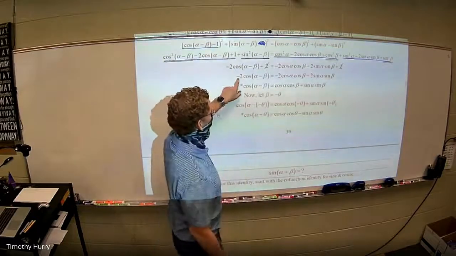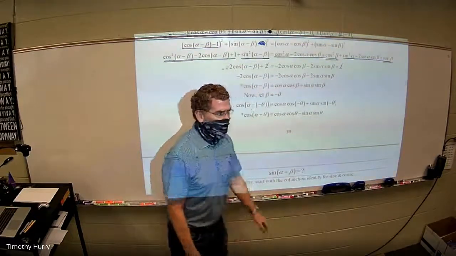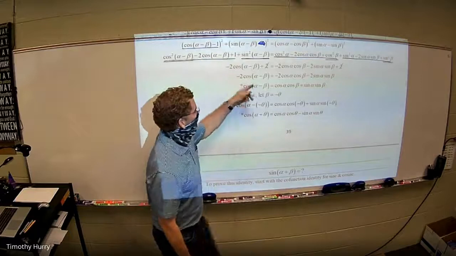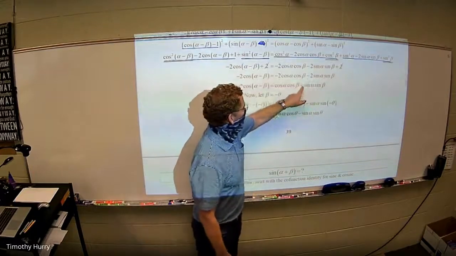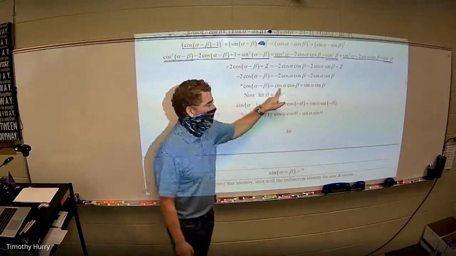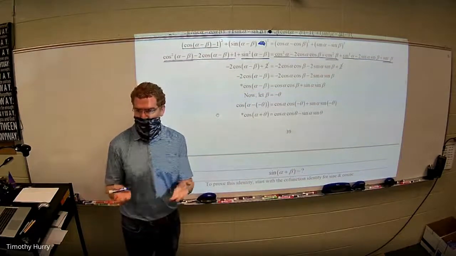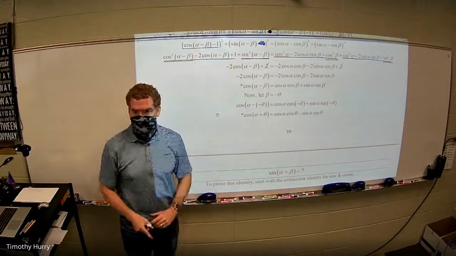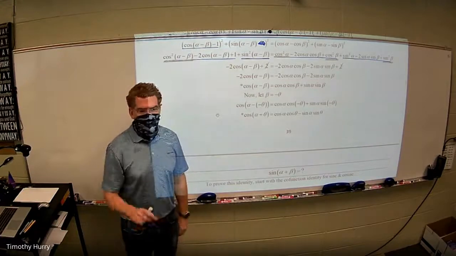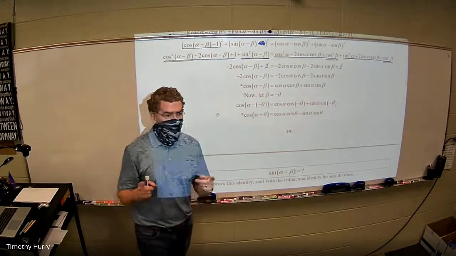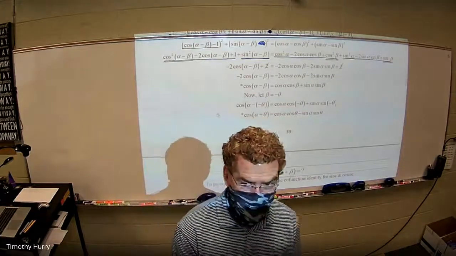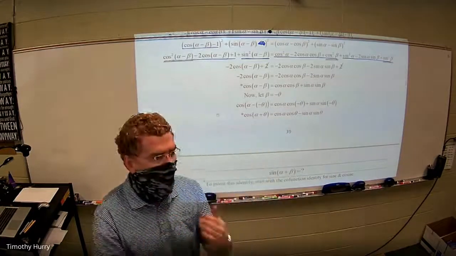And at this point, I look up here, and everything has a negative 2 in it. So what can I do? Divide out the negative 2, which makes that positive, and what do I have? I have an identity that relates alpha and beta when you're subtracting. So that's my first one. Now I'm going to make a little clever substitution and use my even and odd identities that you learned yesterday to come up with all the other ones.